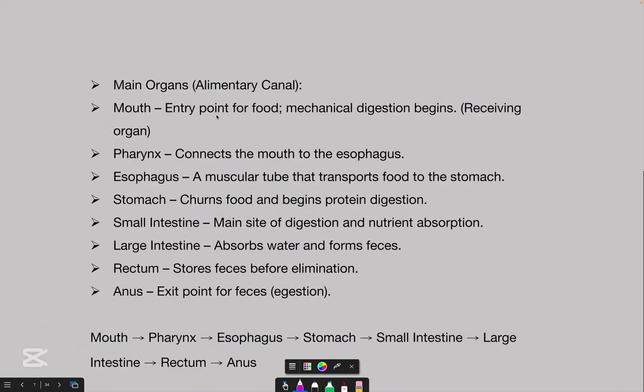All right. The main organs of the digestive system, we have the mouth. This is the entry point for food. Emphasis, the entry point for food. You getting it? Mechanical digestion begins in the mouth. Mastication begins in the mouth. Mastication means chewing. All right?